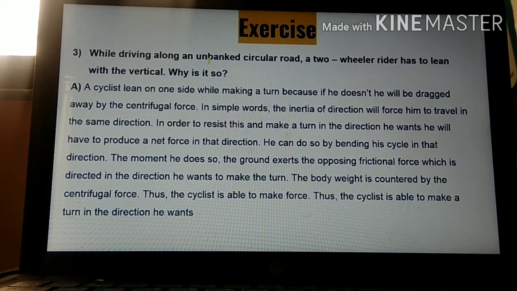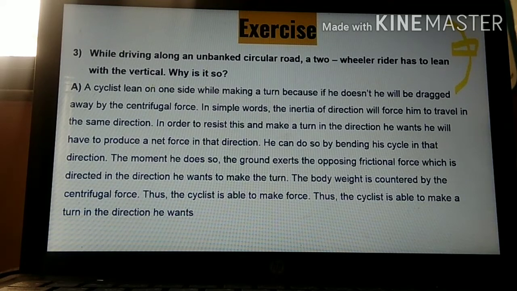Next one. While driving along an unbanked circular road, a two-wheeler rider has to lean with the vertical. Why is it so? You might have experienced it whenever you are driving through a curved road. Whenever you are driving a two-wheeler, your vehicle tends to bend in a certain direction whenever you are turning. Okay, why is it so?